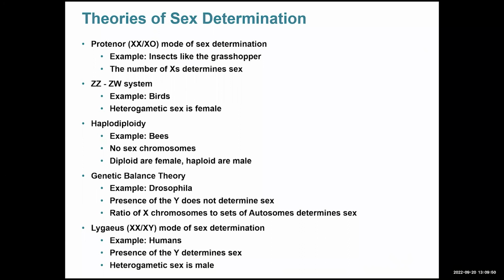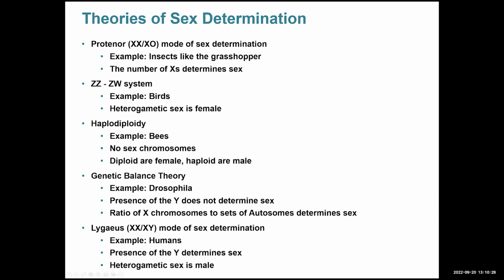The protein or sexual identity sex determination system, where it is the number of X's that determines sex. The ZZ/ZW system, which is specific to birds, where the heterogametic sex is female. The haplodiploid system, where diploid individuals are female and haploid are male. The genetic balance theory, where the presence of the Y is not sufficient to determine sex, but the ratio of X's to autosomes is. And the Lygaeus theory, the mode of sex determination for humans, where the SRY on the Y chromosome is sufficient for maleness.